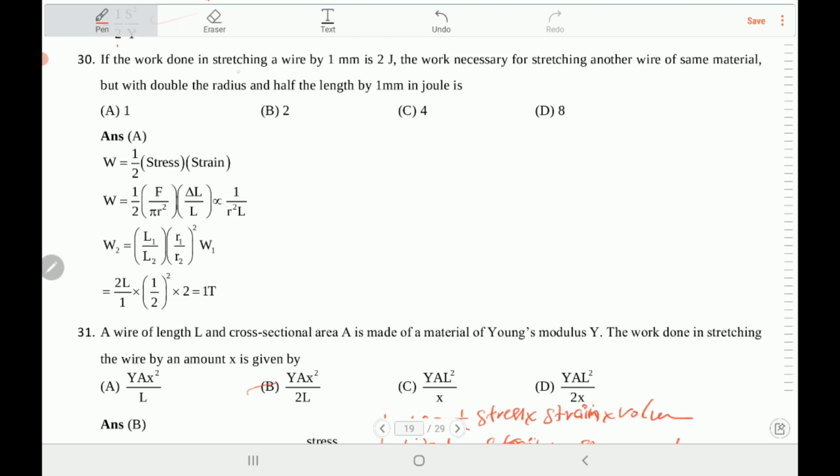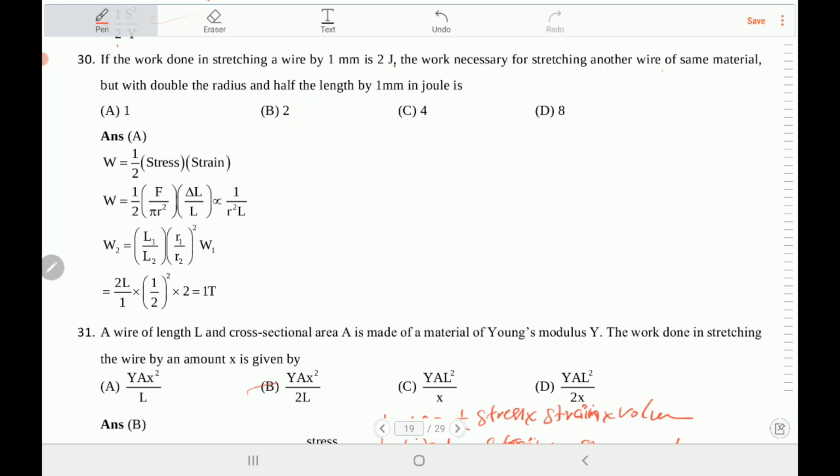Now we'll see the next one, based on work only. If the work done in stretching a wire by 1 mm is 2 joule, the work necessary for stretching another wire of the same material but with double the radius and half the length by 1 mm, in joule, is. You have to find the amount of work done to stretch it by 1 mm.